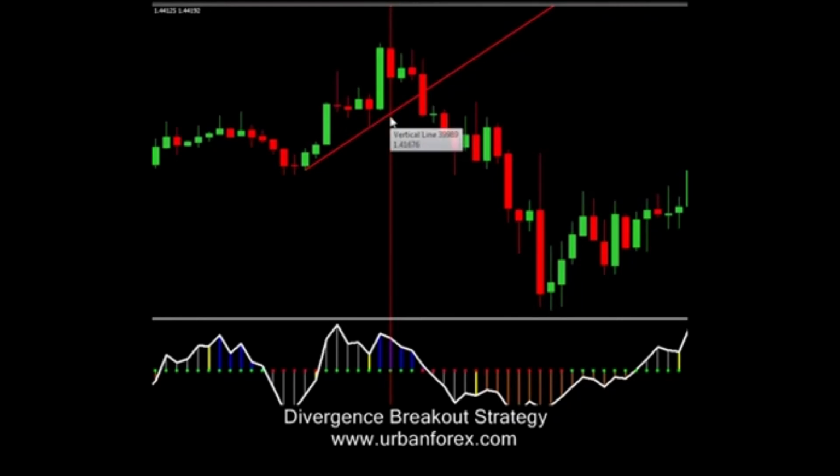How do we take this entry? Once it breaks through the trend line, at the close of the candle and the opening of the next candle, you would open a short right here. And it would go on so forth.